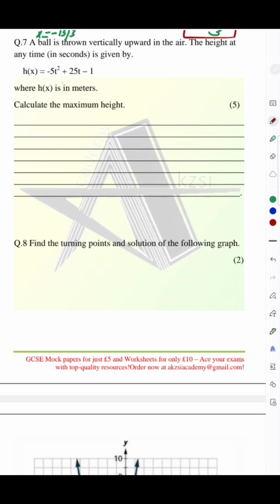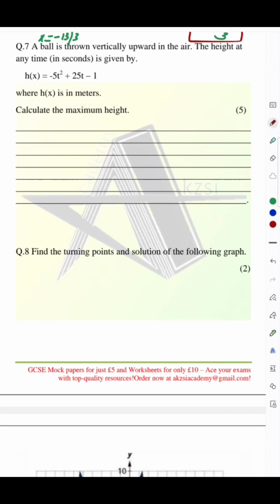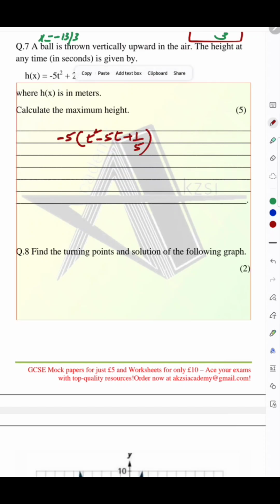That means if I compare, a is negative 5, b is 25, c is negative 1. a is not equal to 1, so we have to make the coefficient of t squared 1. In this case, I'll be taking out minus 5 as common. So minus 5, remaining would be t squared minus 5t plus 1 over 5. Now I can apply the formula.